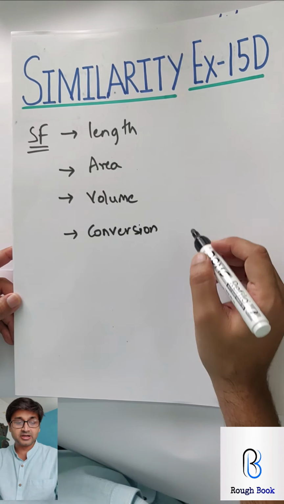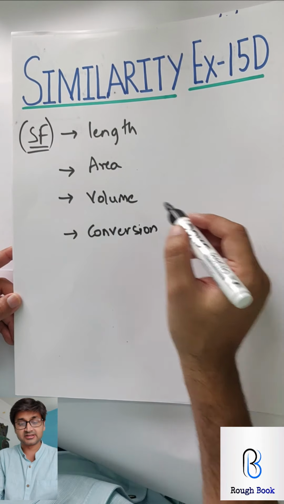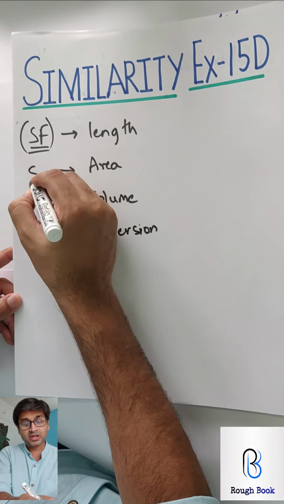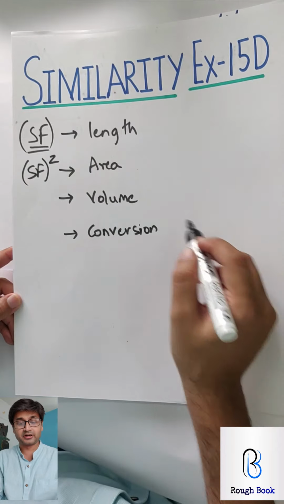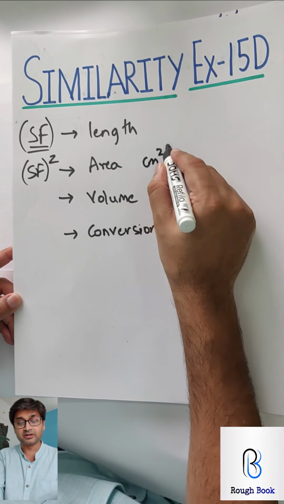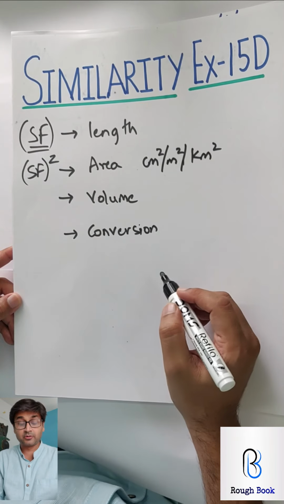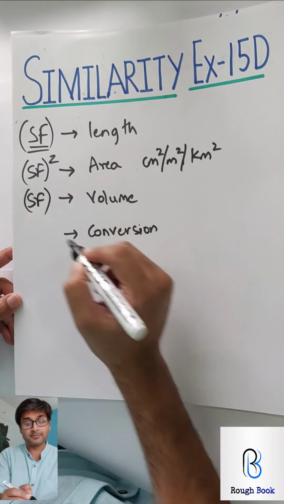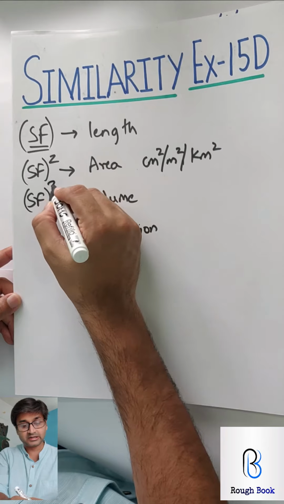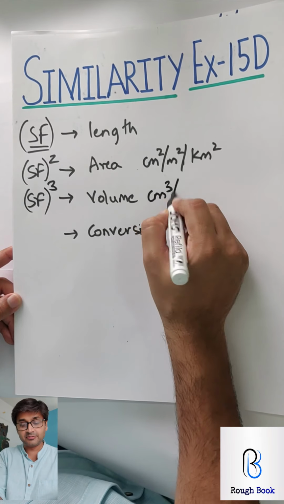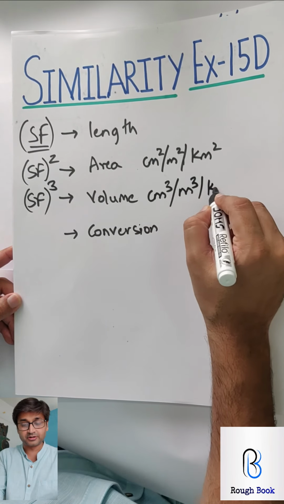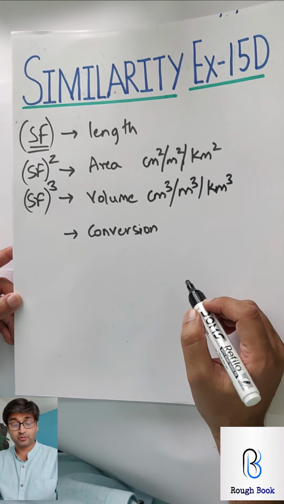Whenever they ask you the length, you take the scale factor as it is. Whenever they ask you area, you take the scale factor and square it, because area is always centimeter square, meter square or kilometer square. Likewise, use the same logic and tell me what will happen for the volume. Superb, that will be cube, because you have centimeter cube, meter cube or kilometer cube. That's basically what you have for volume.